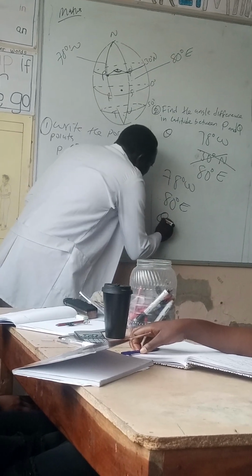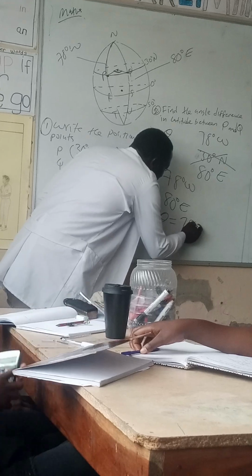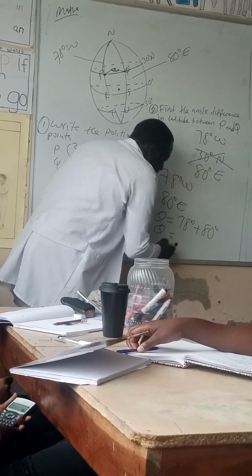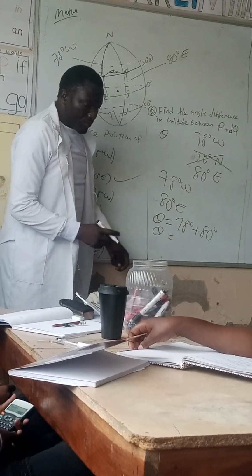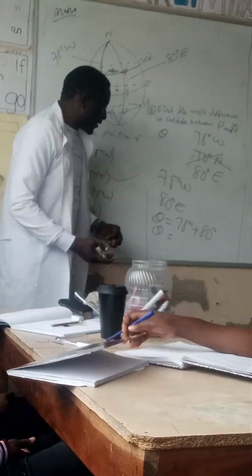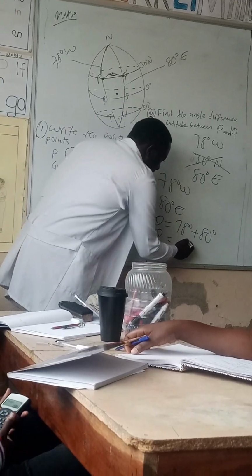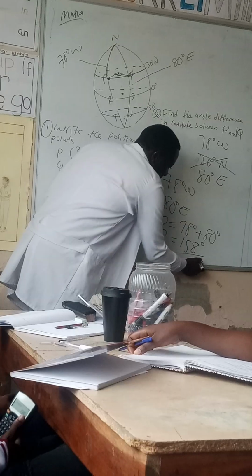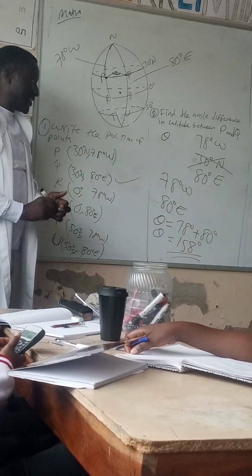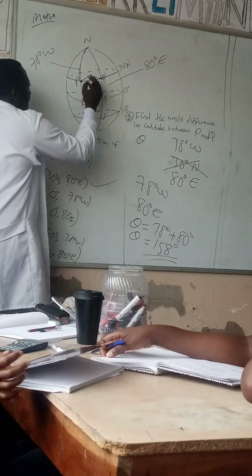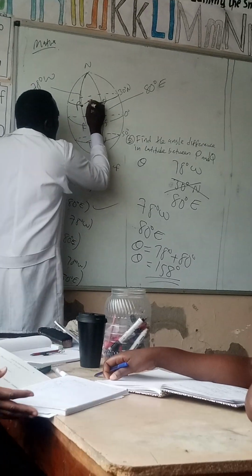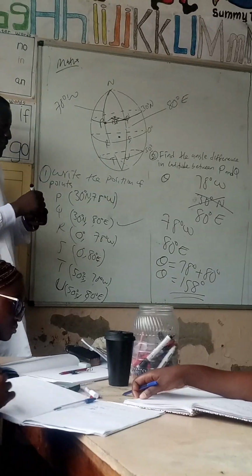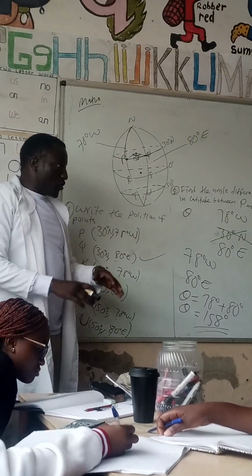So to find the angle that you are looking for, just say 78 degrees plus 80 degrees. You need a calculator to do this, but we can do it manually. 158 degrees. Not a direction. So that is the angle that is here, 158 degrees. The angle between P and Q. Very straightforward. So let's copy.